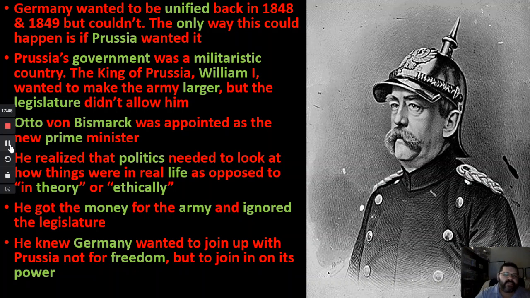Now the King of Prussia, William the First, wanted to make the army larger. The problem is their Congress, the legislature, was like, why? We're not going to war with anybody. We're not at war with anybody. We don't plan on going to war with anybody. So why make the army huge? So that dude right there you see in that picture, that is Otto von Bismarck. He was appointed the new prime minister of Germany, or sorry, Prussia.